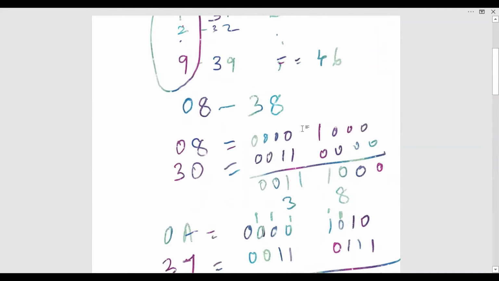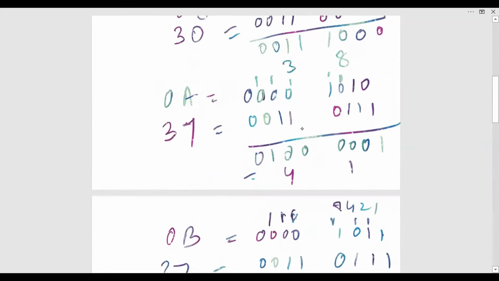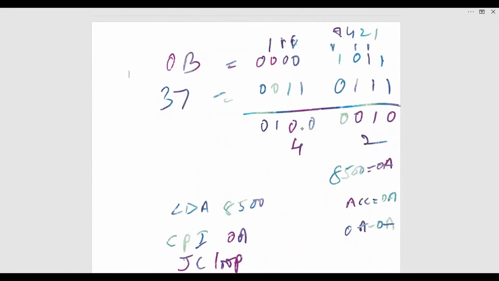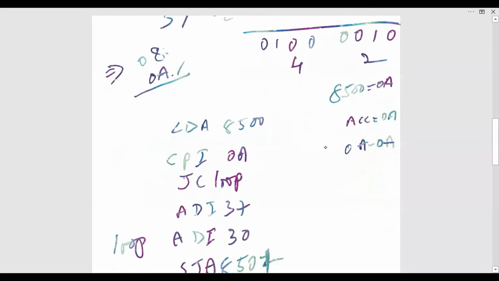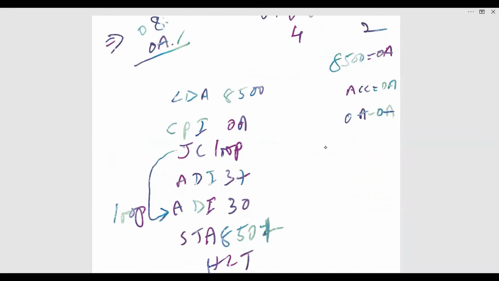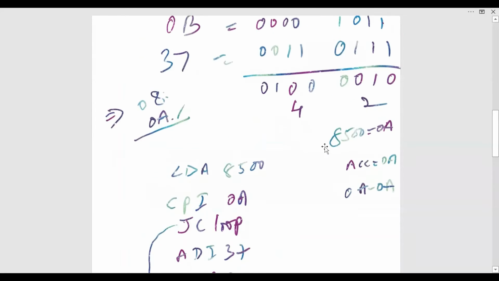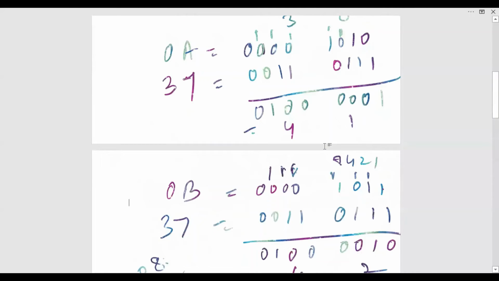we perform this comparison. That is, we'll subtract 0A from the contents of accumulator. Suppose the number is less than 0A, suppose my input is 08. 08 minus 0A, obviously 08 is smaller, so there will be a carry. If there is carry, we are adding 30. So for all the numbers less than A, we have to add 30.